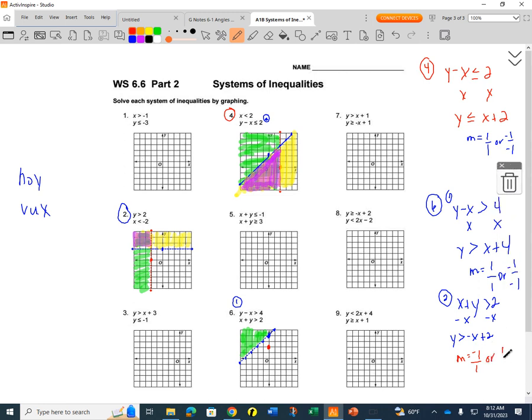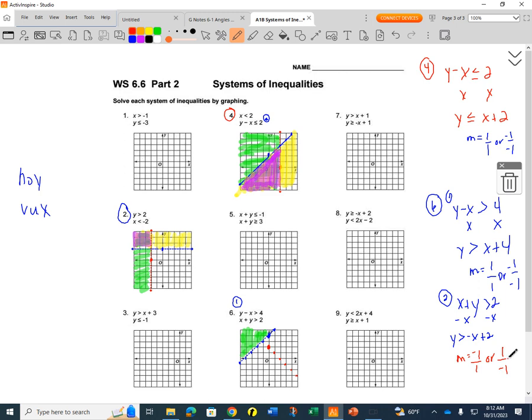It could also be positive 1 over negative 1, depending on what we need. It looks like we're going to need both of those. So we're going to go down 1 and to the right 1, down 1, to the right 1, all the way off our coordinate plane. Our slope is negative, so it makes sense. Our points are going down from left to right.